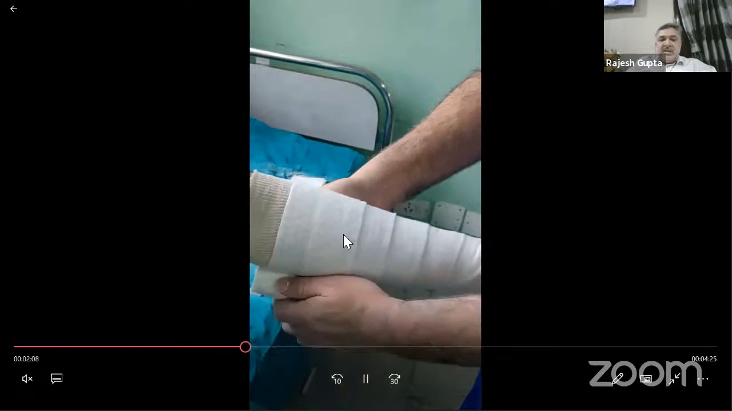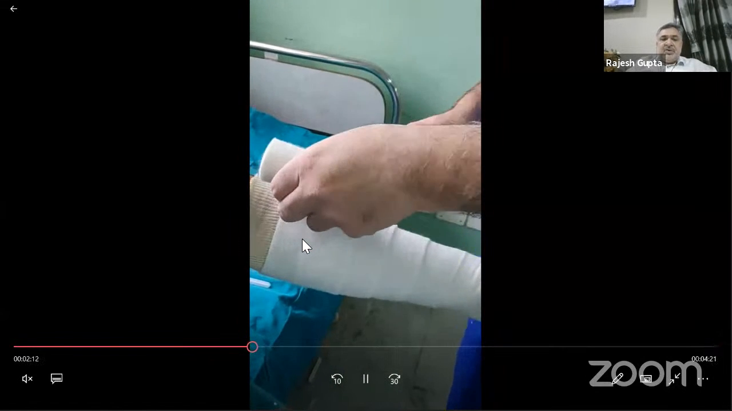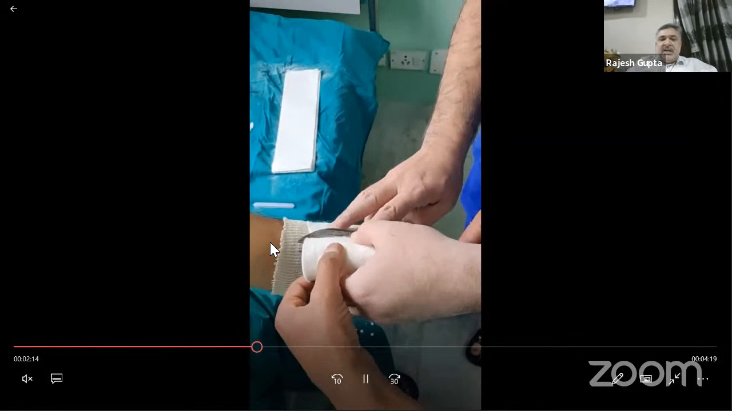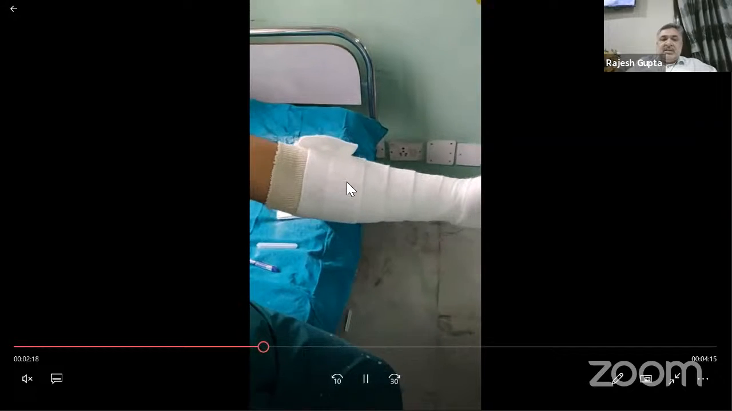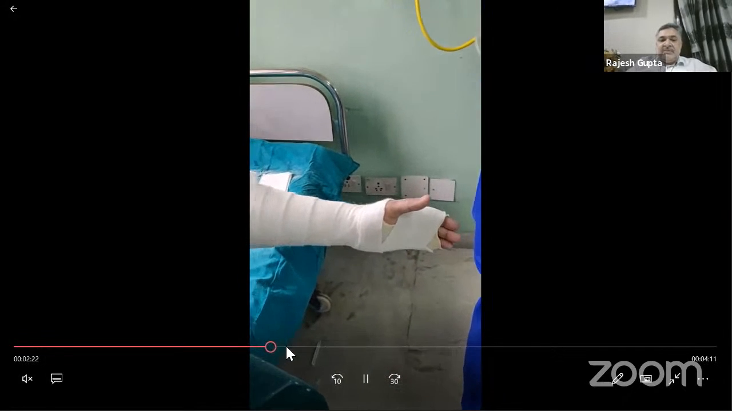So see here, it is going very smooth. And the third important point here is we should go 2 to 3 centimeters beyond the marked level. Stockinette is 8 to 10 and cotton is 2 to 3 centimeters beyond the marked level.